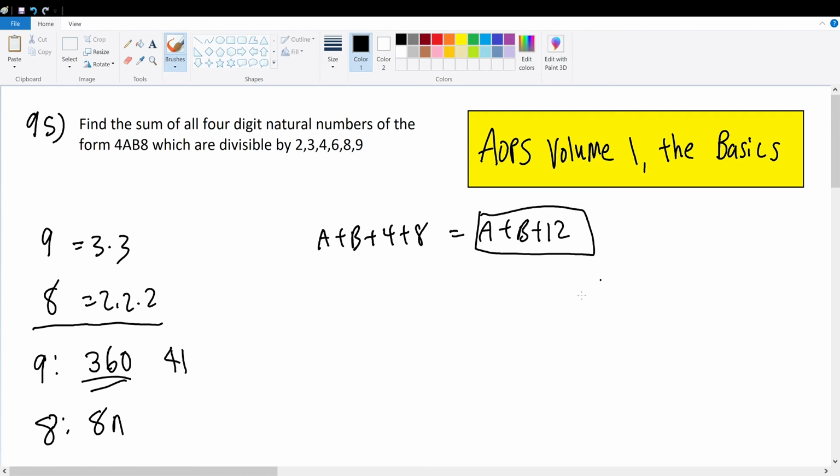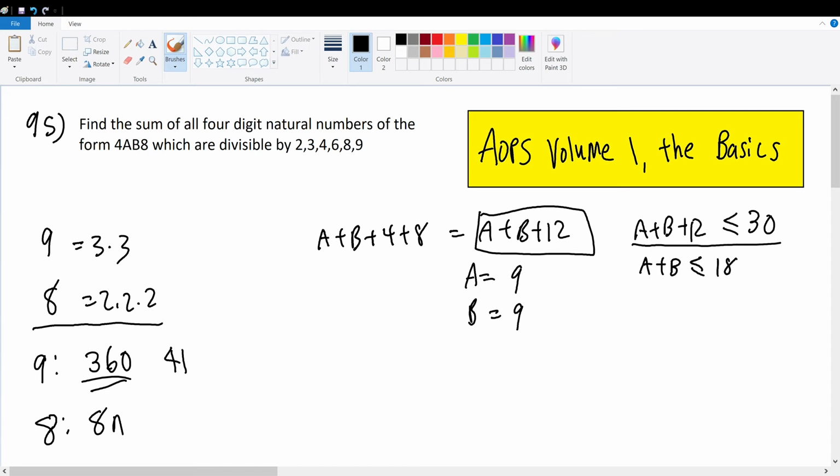When you're dealing with these types of summations and you have a restriction on some variables, it is always good to find the maximum sum of this quantity. So what is the maximum sum? To do that, we must find the maximum values of a and b. The maximum values of a and b are 9 and 9, because they're single-digit numbers, and the highest single-digit number is 9. Therefore, a plus b plus 12 must be less than or equal to 30, because 9 plus 9 plus 12 is equal to 30. So the sum cannot exceed 30, and likewise, a plus b cannot exceed 18, because the maximum values of a and b are 9 respectively.